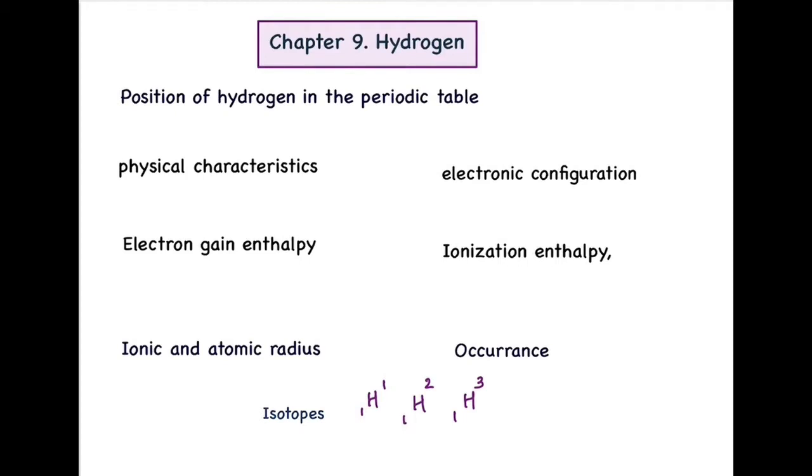Chapter 9 is hydrogen, which is a small chapter. Similar types of questions used to come from this chapter in examinations. Students should learn the occurrence of hydrogen in nature, its position in the periodic table, its physical properties and other characteristics such as electronic configuration, electron gain enthalpy, ionic and atomic radius, and most important, the existence of 3 isotopes of hydrogen and their mass numbers.